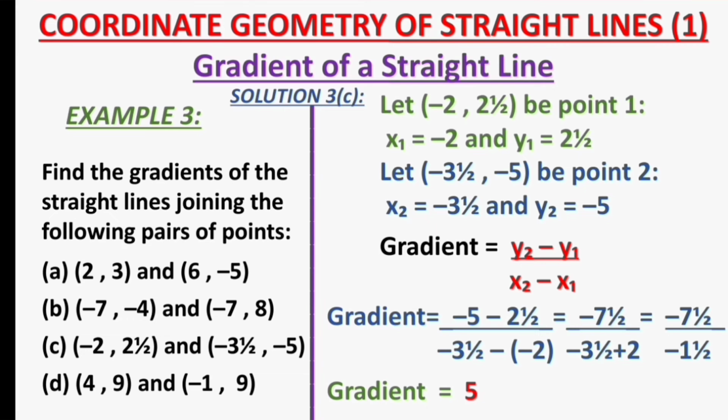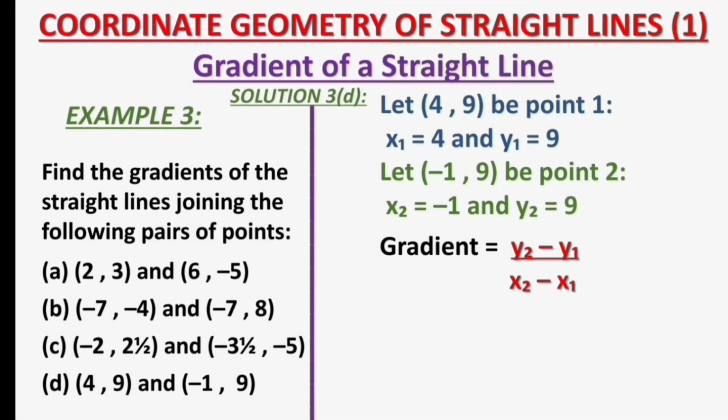Next, let's see the solution to example 3d. In example 3d, from our first point, x1 is equal to 4 and y1 is equal to 9. While from the second point, x2 is equal to minus 1 and y2 is equal to 9. When you substitute these values into our gradient formula y2 minus y1 over x2 minus x1, what will be the gradient of the straight line joining the 2 points in example 3d? Let's see if you are right.